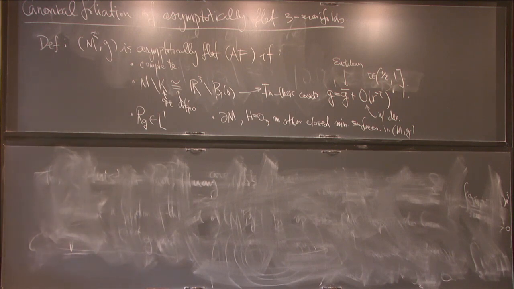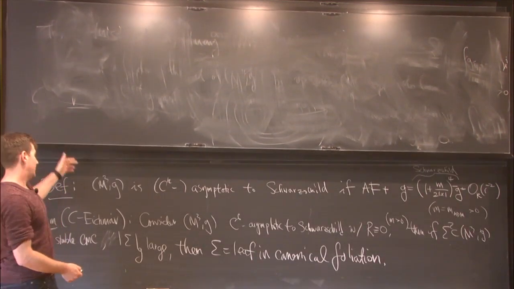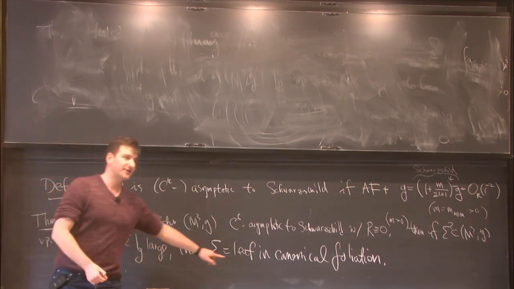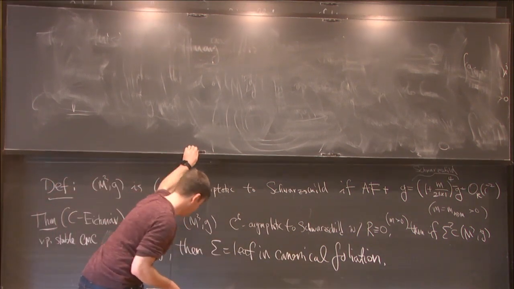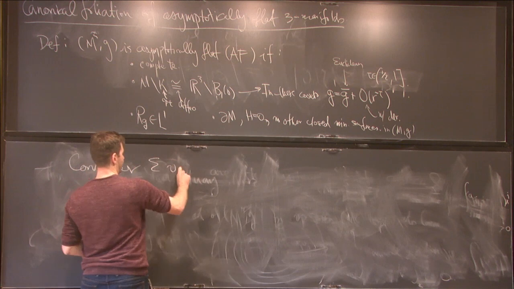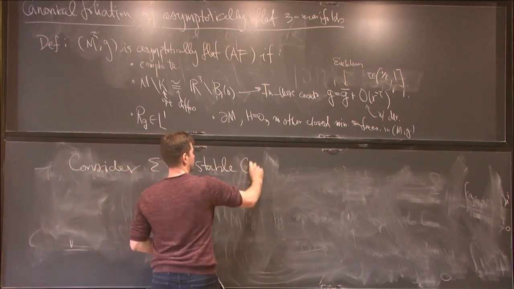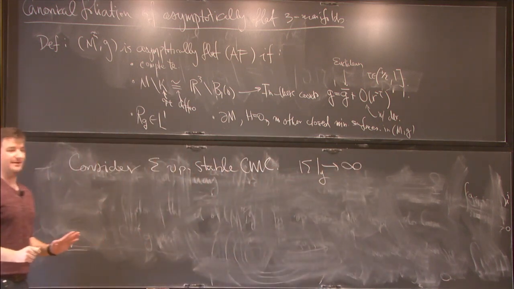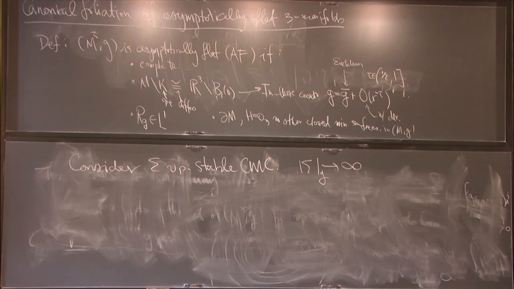Again, this is out of historical order. But if you start thinking about this problem, how do you try? Well, I should show you the theorem. We want to understand large volume-preserving stable CMC surfaces. We want to show they're in the canonical foliation. I'm not going to label anything as subsequences, but you can imagine this is like a long subsequence. So consider a volume-preserving stable CMC surface with big area.